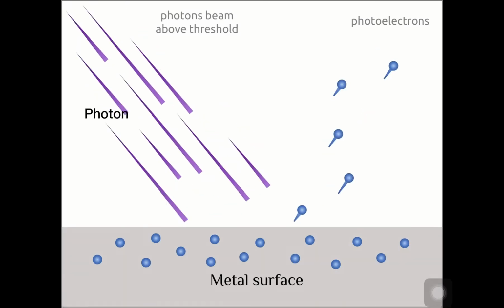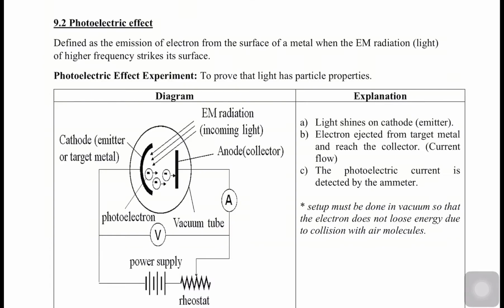If we look here, we have photons. When a photon strikes a metal surface, the blue thing comes out, which is a photoelectron. So what we watched just now in the video is the photoelectric effect. The photoelectric effect is defined as the emission of electrons from the surface of a metal when electromagnetic radiation or light of higher frequency strikes its surface. It means there is a specific frequency that allows the emission of electrons. It is not that whenever light hits the surface, electrons come out immediately. No, it depends on the frequency of the light as well, and also the type of the light.